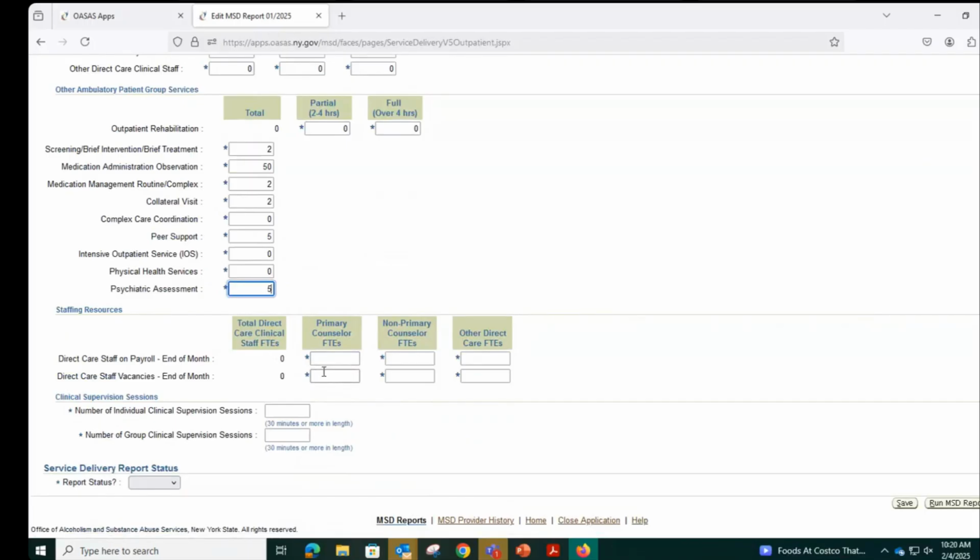Staffing information. As mentioned, this is FTEs, full-time equivalents. This is not the number of people that you have on staff. As the example said, there may be 2 people sharing an FTE if they're both working part-time. So based on whatever your standard work week is, you would document the number of individuals you have in each role.